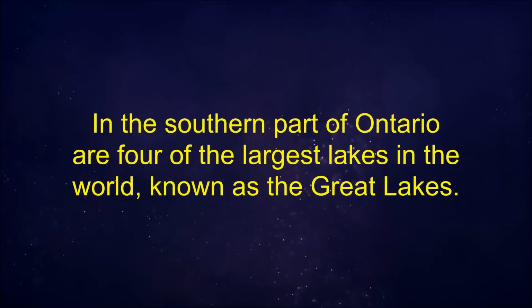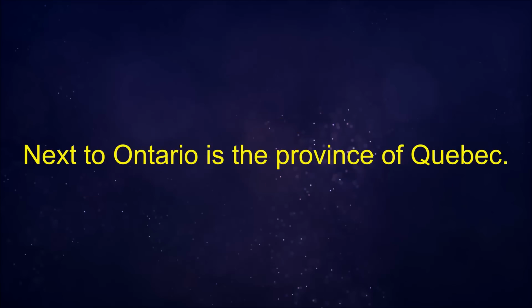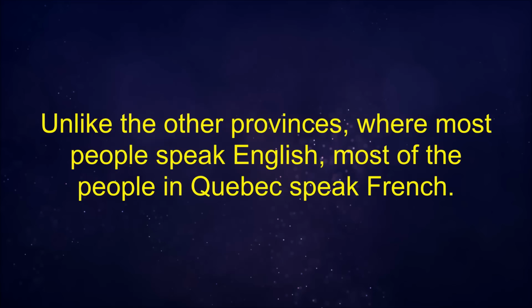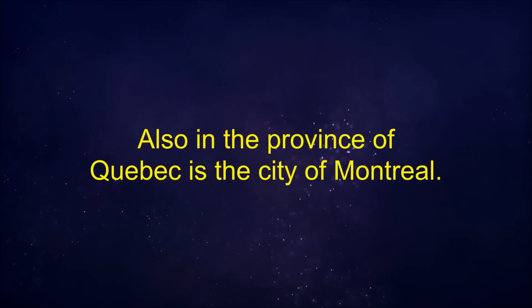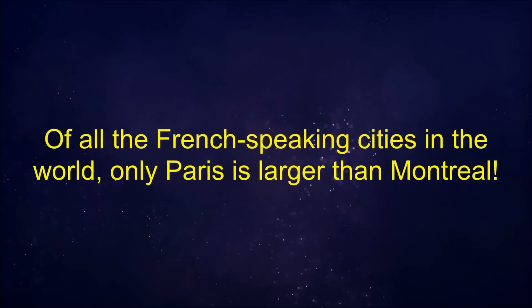Next to Ontario is the province of Quebec. Unlike the other provinces where most people speak English, most of the people in Quebec speak French. The capital of Quebec is called Quebec City, and this is one of the oldest cities in North America. Quebec City contains many buildings that are hundreds of years old. Also in the province of Quebec is the city of Montreal. Of all the French-speaking cities in the world, only Paris is larger than Montreal.